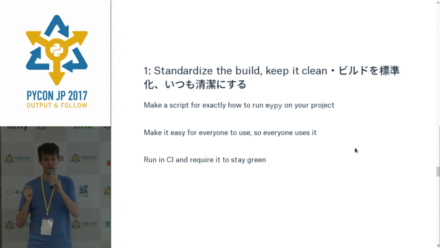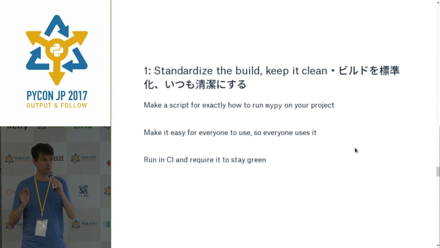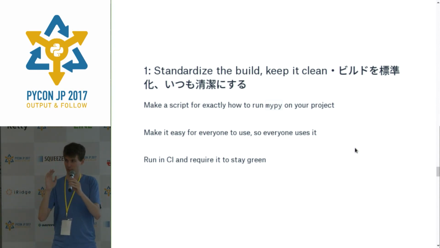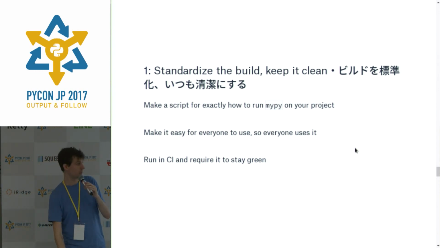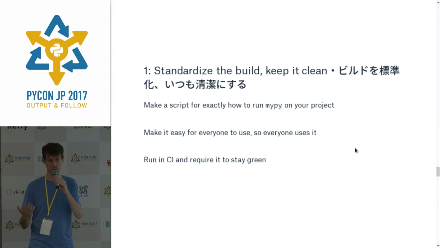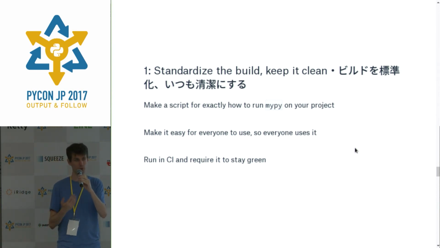So you should make a script. Check it in the repo. It can be a very short script, probably, but it specifies exactly what to run it on and exactly how, what flags. And make sure everybody uses it. So make it really easy to use so they do, and make sure everybody uses it. And crucially, of course, put it in CI. Make sure it stays green. Once things work, they never stop working.